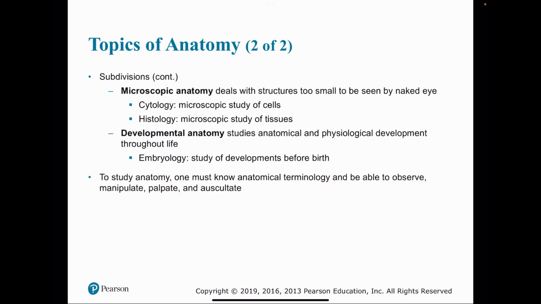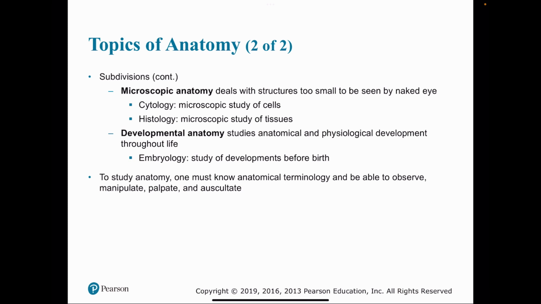Microscopic anatomy, micro meaning that these are going to be things or structures that are too small to be seen by the naked eye, so you would have to use a microscope in order to view them. An example here would be cytology. Cyte, that prefix meaning cell, ology, study of. So cytology is the microscopic study of cells, or histology, hist meaning tissues. This would be the microscopic study of tissues. And these are just a few different examples of microscopic anatomy.